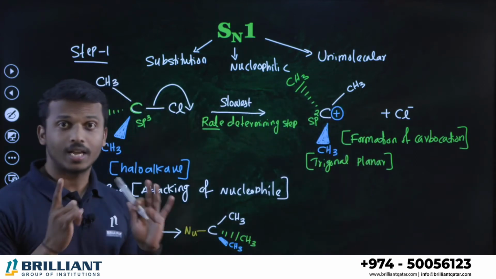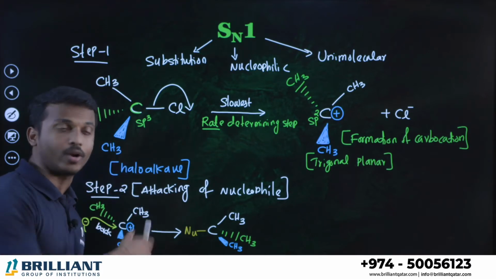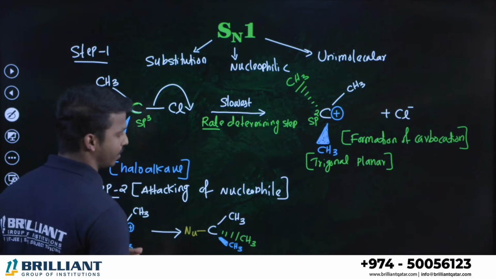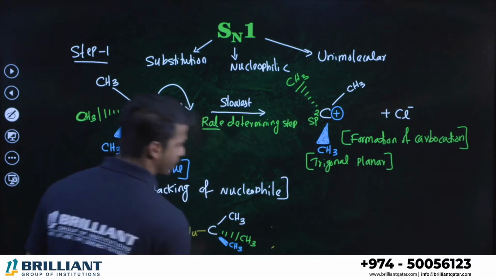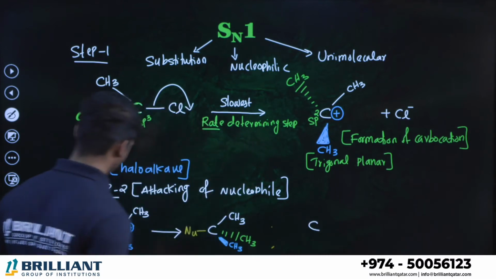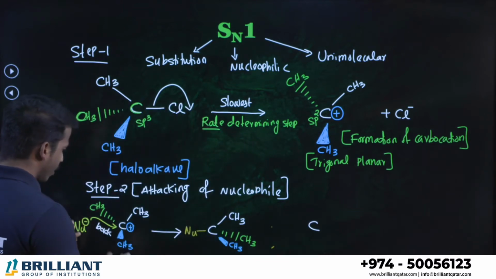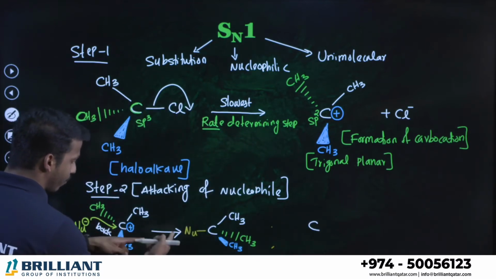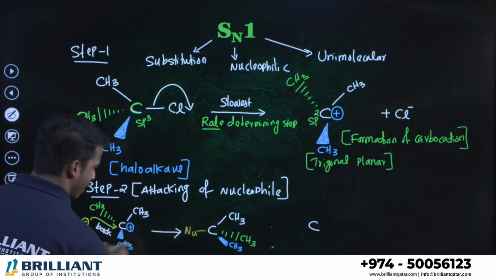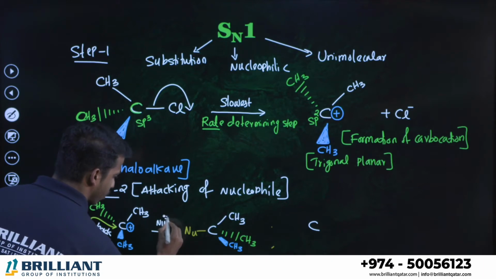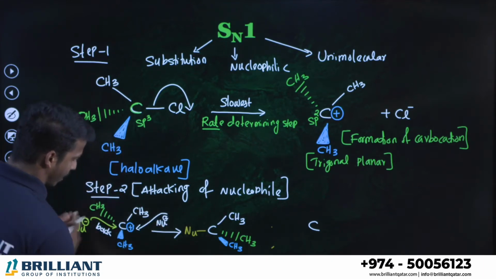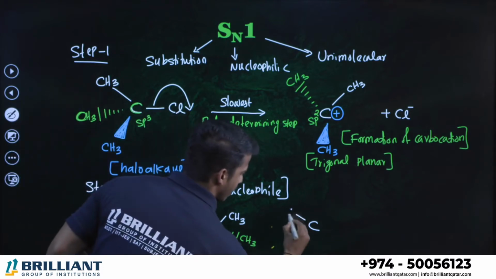I told you there is an attack possible through the front side also, right? If the nucleophile attacks through this side, what will be the other structure? We can draw it like this. Carbon. Here the nucleophile is, this is through the back side. If it is through the front side, what will be there? The nucleophile is coming through this side, so all these groups will be here. The nucleophile will be on the front side. So we can draw like this.